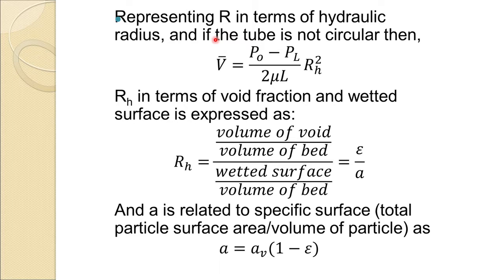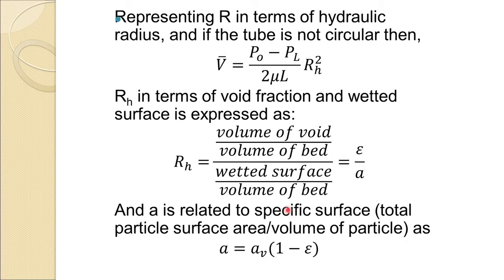So, if you represent in a hydraulic radius form, this hydraulic radius in terms of void fraction can be defined as the volume of the void divided by the volume of the bed, and then divided by the wetted surface divided by the volume of the bed. So, the volume of the void is epsilon and the wetted surface is A.